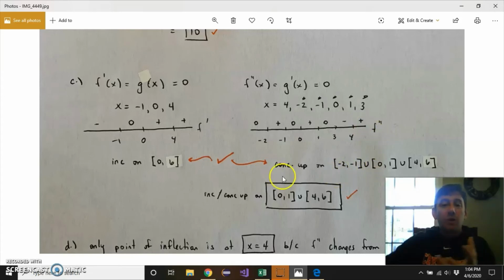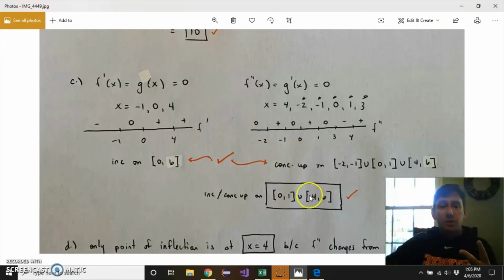So where do those two things overlap? Looks like from 0 to 1. From 0 to 1 is positive on both of those number lines. And 4 to 6 is also positive on both of those number lines. So that is enough evidence to prove that you are increasing and concave up on 0 to 1 and 4 to 6. Again, no one's going to care if you're using open brackets or closed brackets.